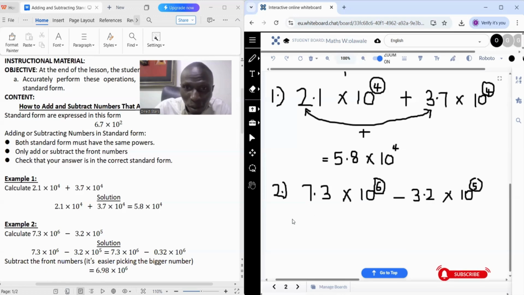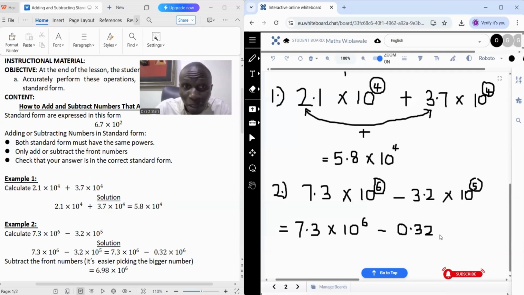So we can still have this equal to 7.3 times 10 raised to the power of 6 minus, now we want to increase the power, which is 10 raised to the power 5, we want to make it 10 raised to the power 6. Increasing the power is going to reduce the front number by one decimal place. So meaning that we're going to have this 3.2 become 0.32.